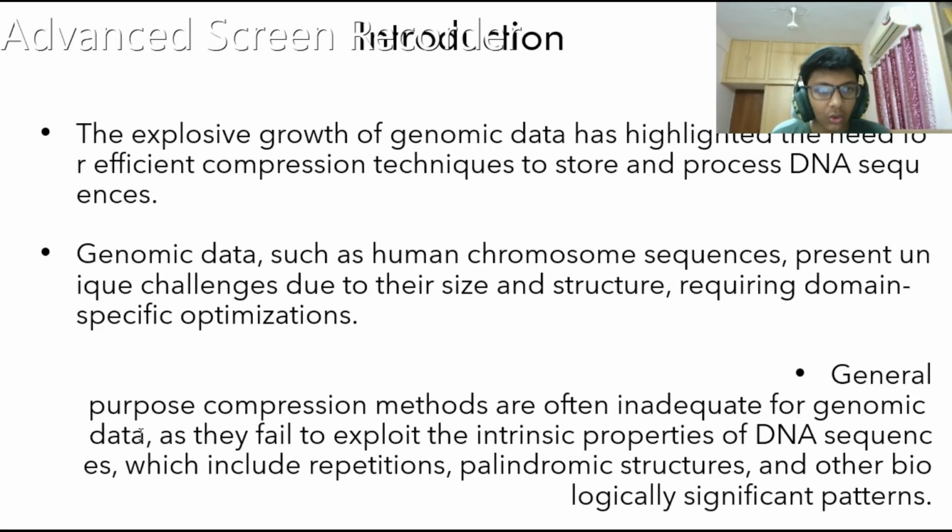There has been a rapid growth of genomic data in recent years. So there is a need for efficient compression techniques to store these sequences. DNA data sets have a unique challenge because of their size and structure. Also, they require domain-specific optimizations. What it means is that since the DNA datasets have only ATGC and they have certain patterns, repetitions, and structures, traditional algorithms may not be that effective on these datasets.